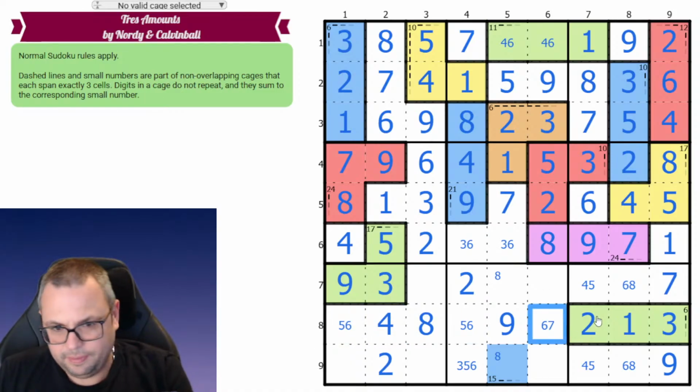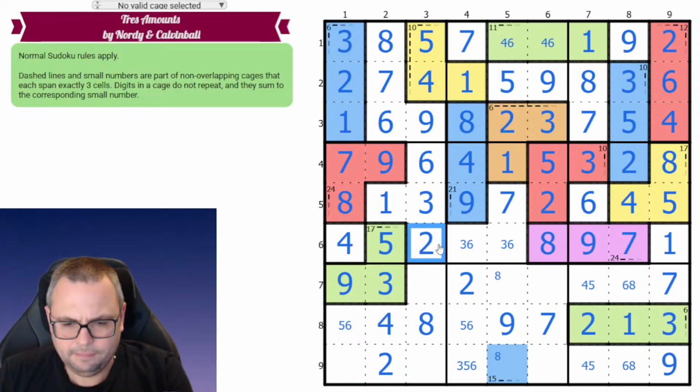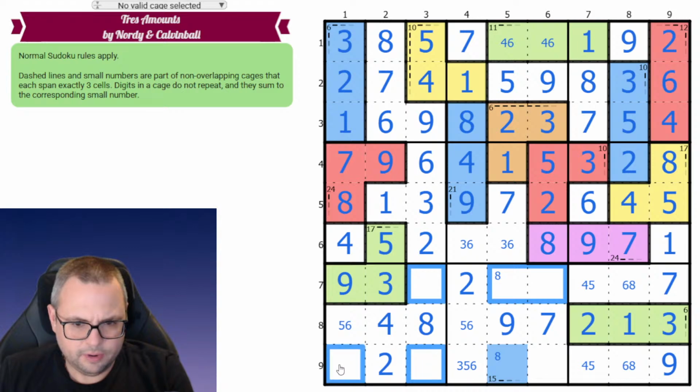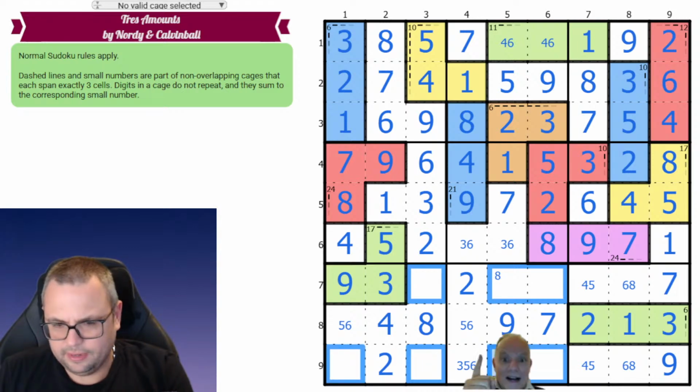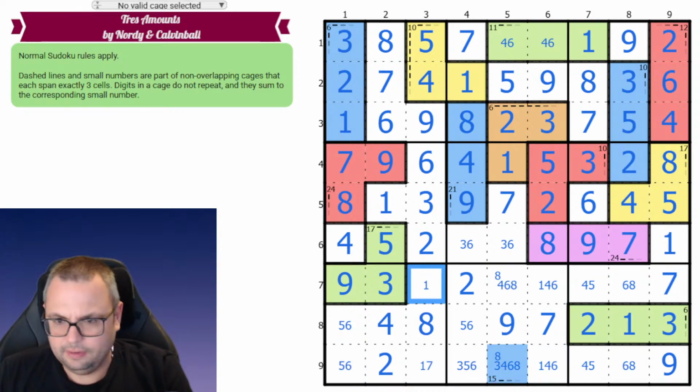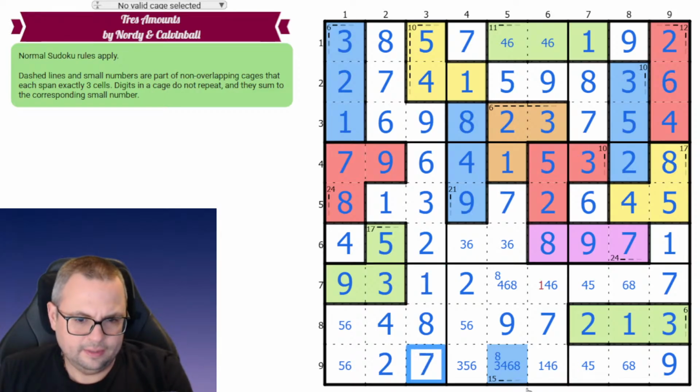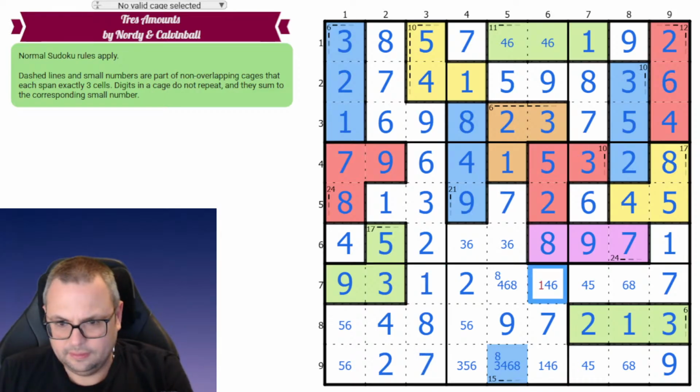Okay, that 5, 6 pair makes that a 7. And now I probably should mark up the rest of these cells. Okay, so apparently that is a 1. And a 7.